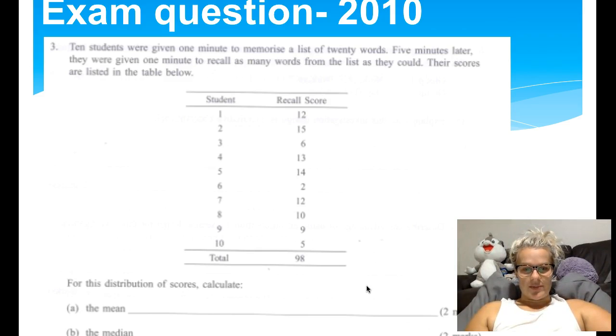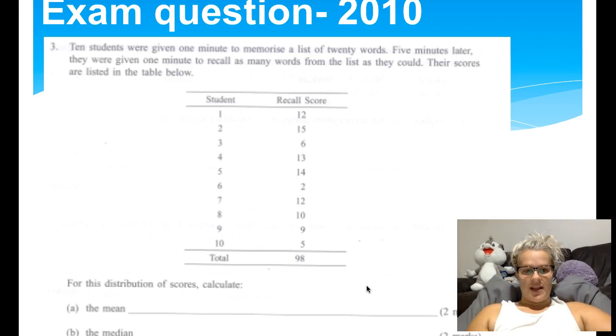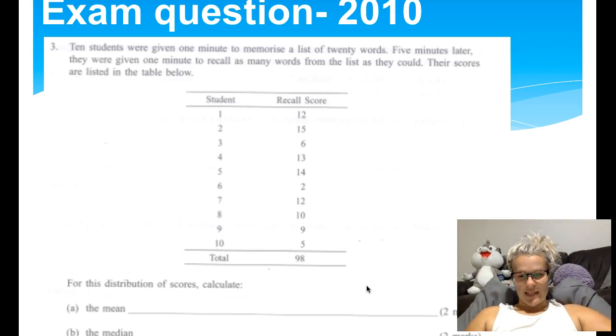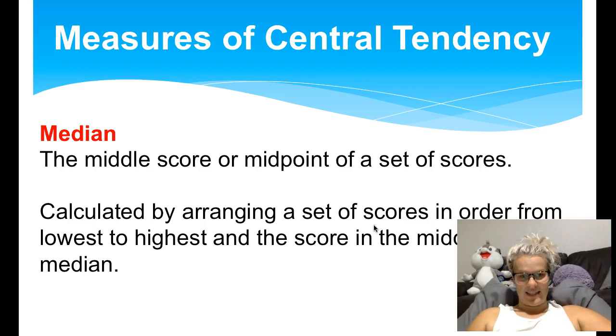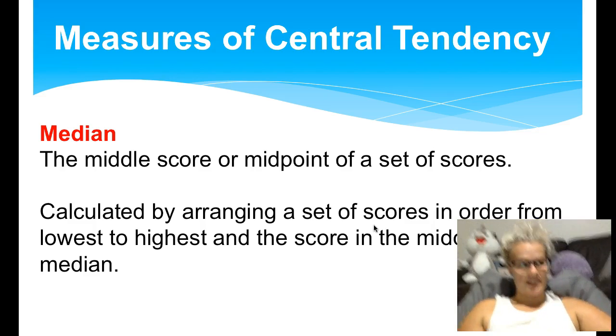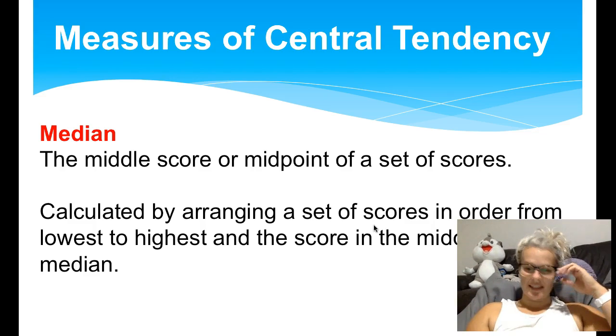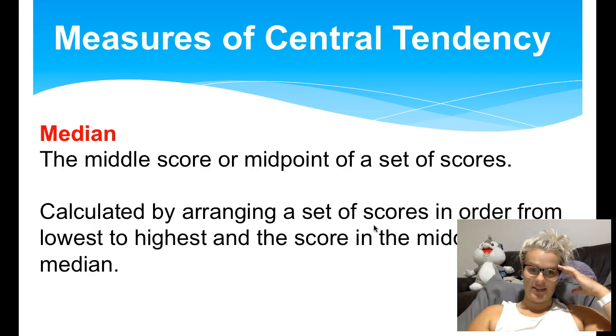So 10 students were given 1 minute to memorise a list of 20 words, and 5 minutes later they were given 1 minute to recall as many words from the list as they could. Their scores are listed below. For this distribution of scores, calculate the mean. Okay, so there's 10 scores again. The total is 98, and you've got to divide that by 10. What do we do when we divide that by 10? Move the decimal place one place forward, so it's 9.8. There you go. You just need to remember that. And remember that the sum of scores is always going to be at the end.